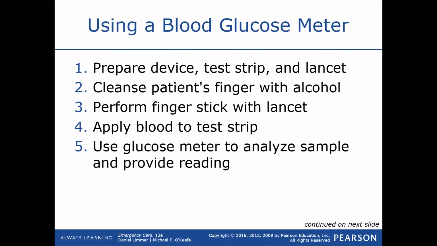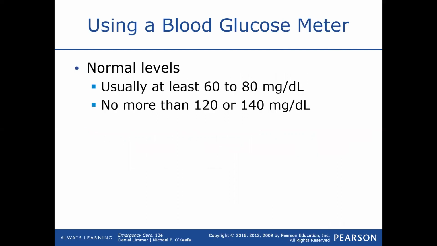Okay, real quick on how it works. Prepare the device, test strip, and lancet. So we put this little test strip inside the machine, and that turns it on. Okay, we clean the patient's finger with alcohol. We poke the patient with this tiny little lancet. We put the blood onto the test strip that's already in the machine, and the reading will be shown on the machine.